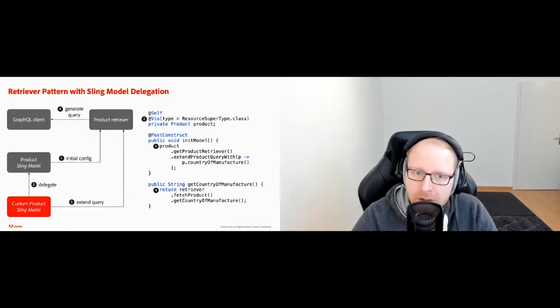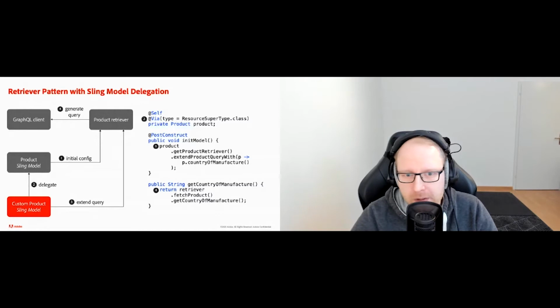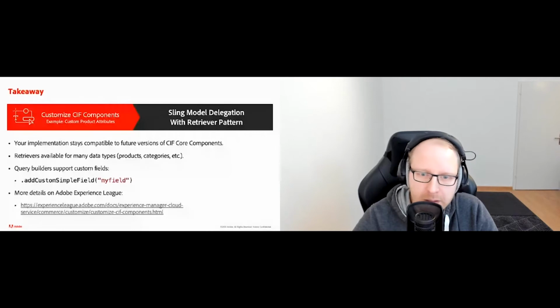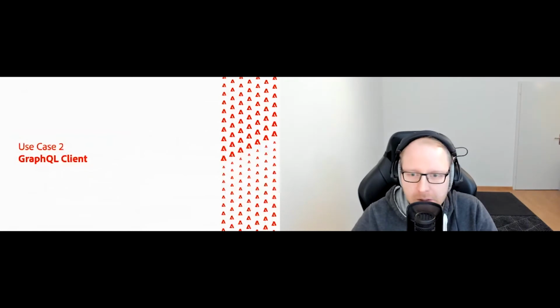We use this retriever pattern in many components, and retriever classes are available for many data types. Also, for lightly customized GraphQL endpoints, like when you have configured custom product attribute sets, the query builders will also let you extend the query in a more generic way, and let you add fields which were not in the actual schema at the time of the generation of the query builders. So you can see here on the slide, we have methods like add custom simple field, which lets you add custom fields. You can also find another customization example with more details in the linked CIF documentation on Adobe Experience League. Let's continue with the second customization pattern.